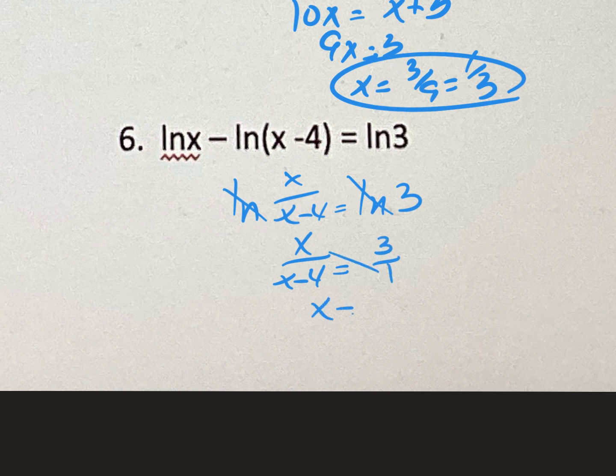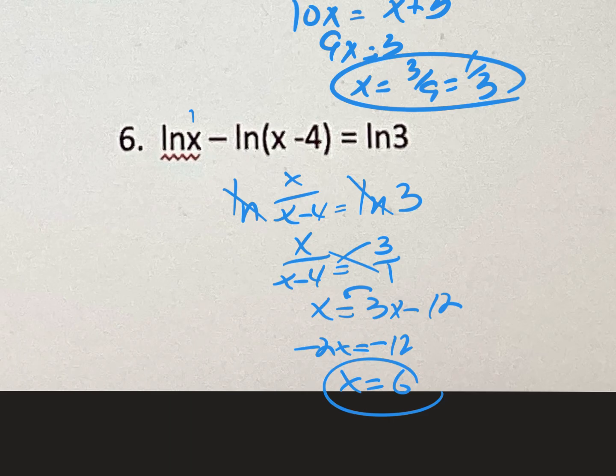Let's cross multiply. That's x. Cross multiply this way. That's 3x minus 12. Move that 3x over and divide by 2. I get x is 6. I'm checking up here real quick. Looks good. X is 6.